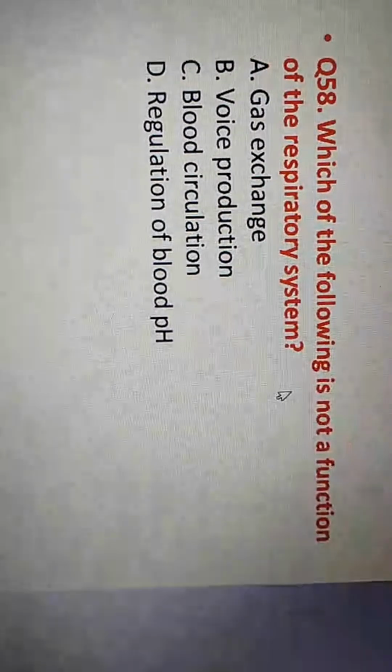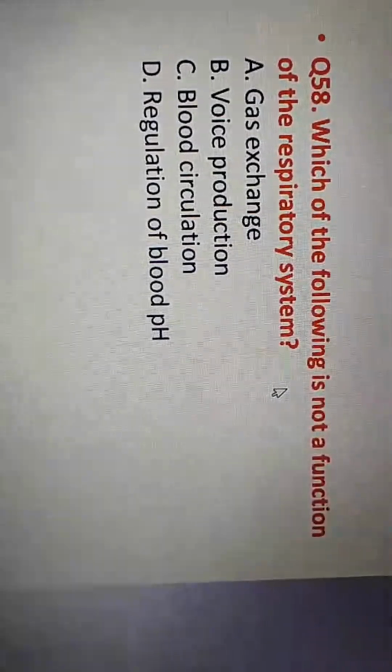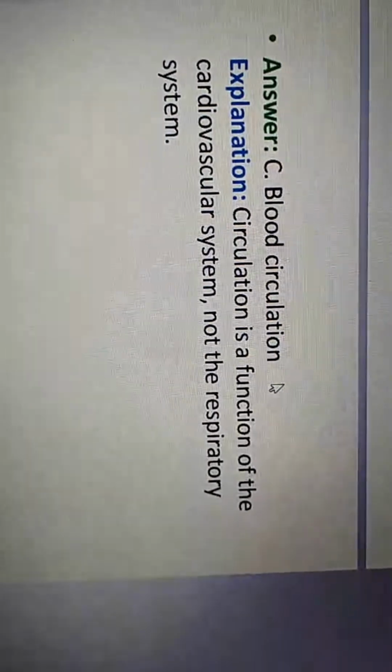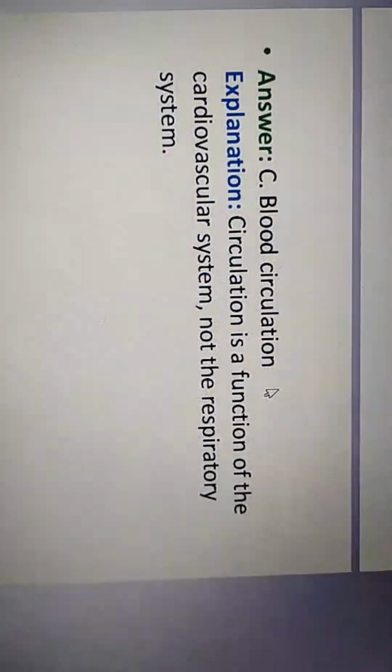Option A gas exchange, option B voice production, option C blood circulation, option D regulation of blood pH. The correct answer is option C blood circulation. Circulation is a function of the cardiovascular system. It is not a function of the respiratory system.